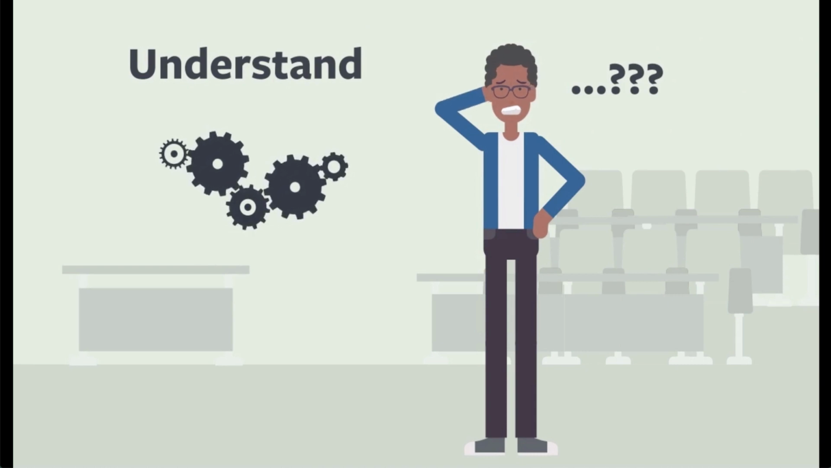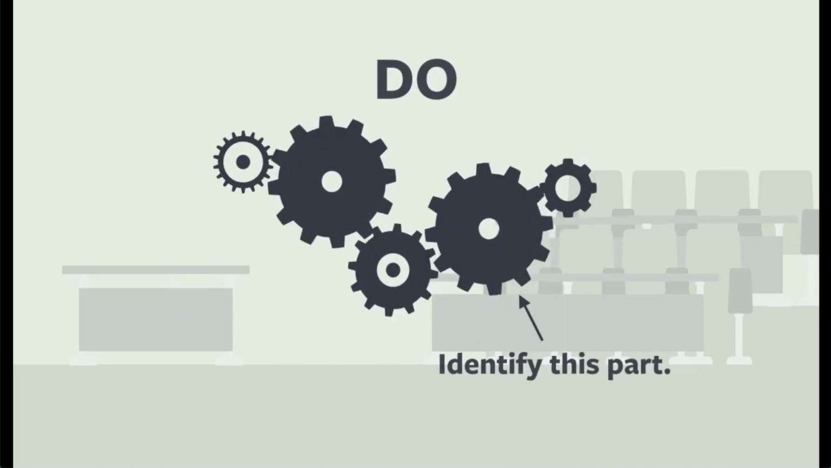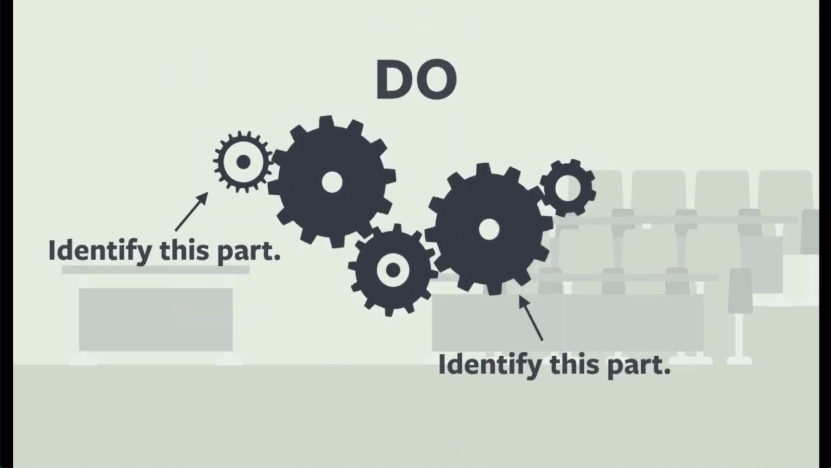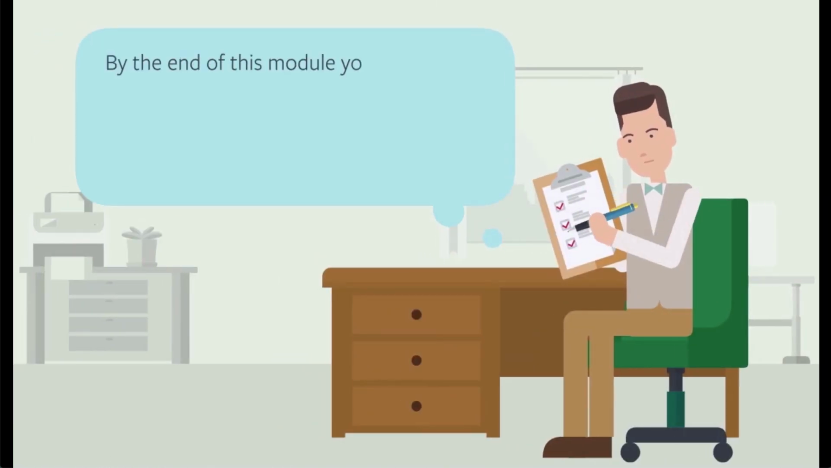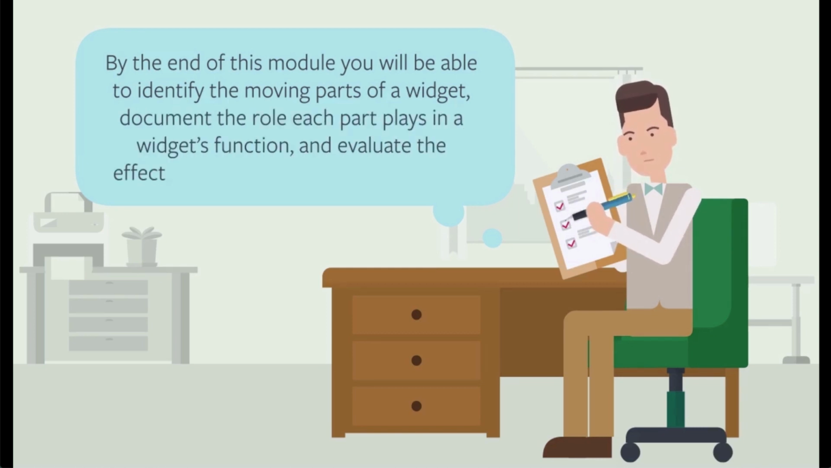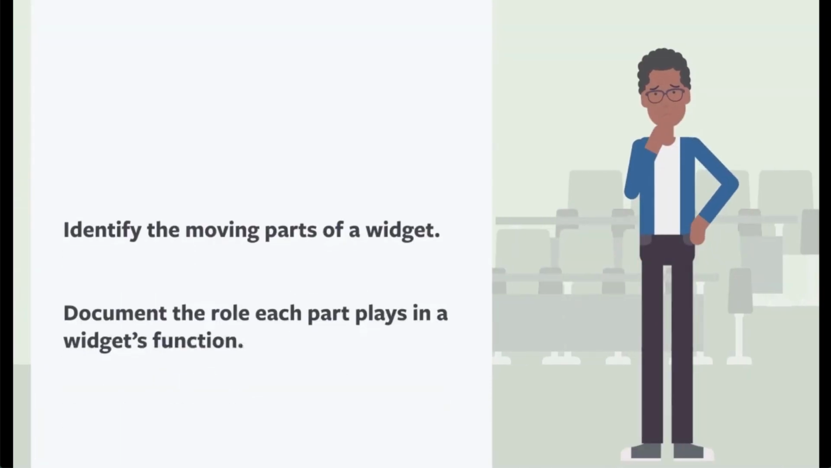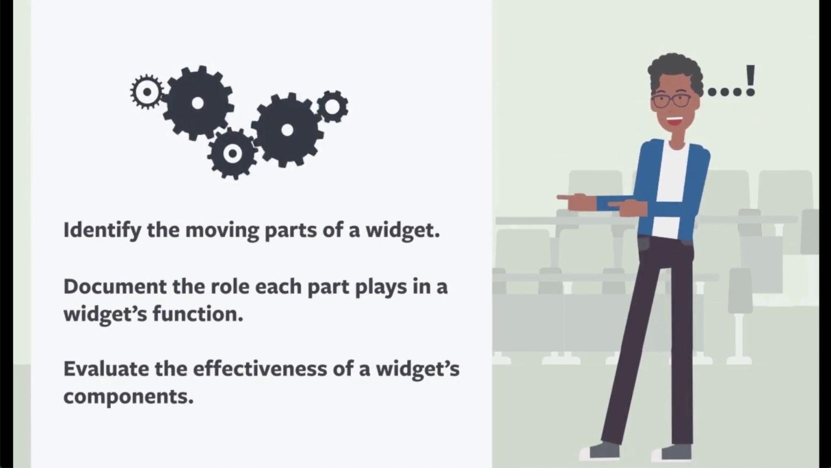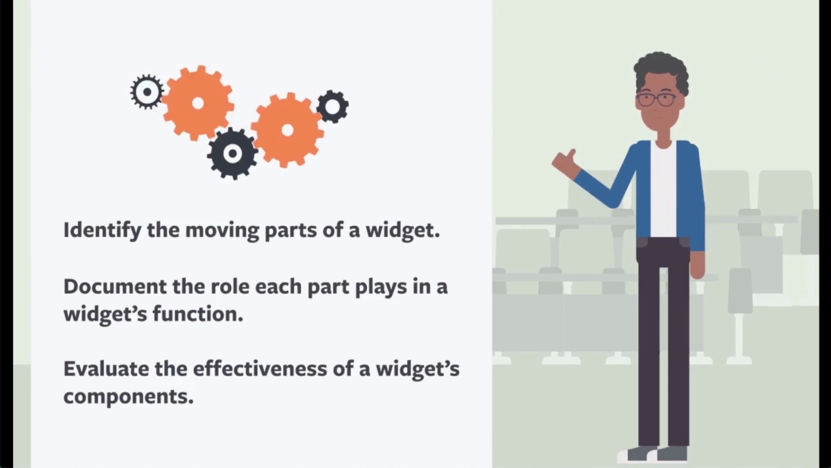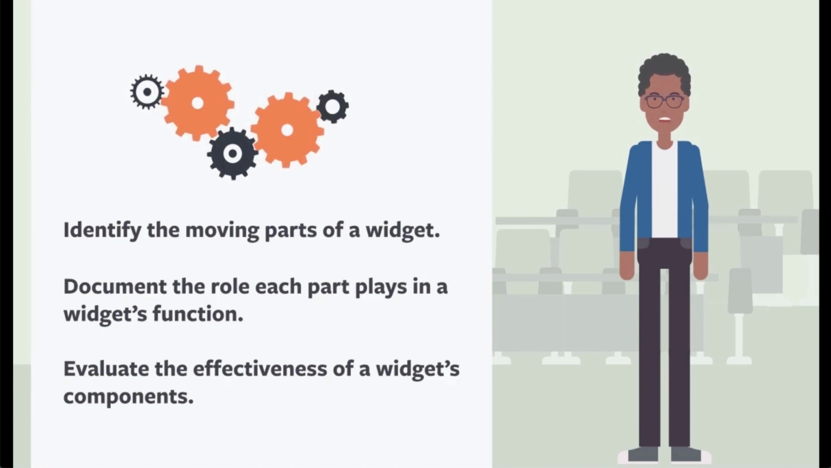You have to take it to the next level and describe what behavior a student can do to demonstrate what they understand. Restated as, by the end of this module, you will be able to identify the moving parts of a widget, document the role each part plays in a widget's function, and evaluate the effectiveness of a widget's components, clearly identifies what the learner can do to demonstrate what they understand. These learning objectives can all be observed or measured through various methods such as discussions, projects, research papers, and exams.